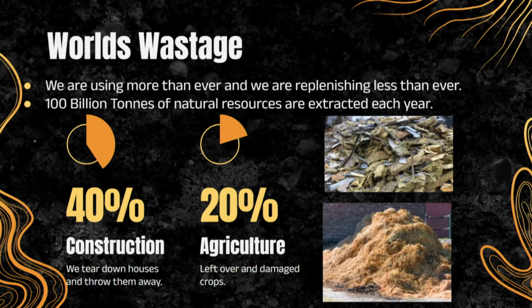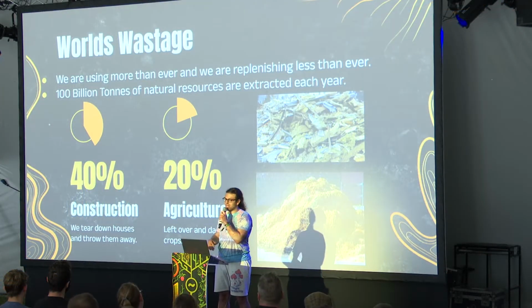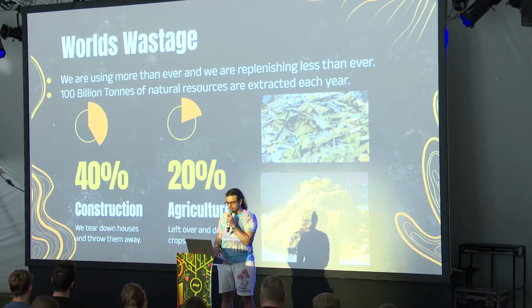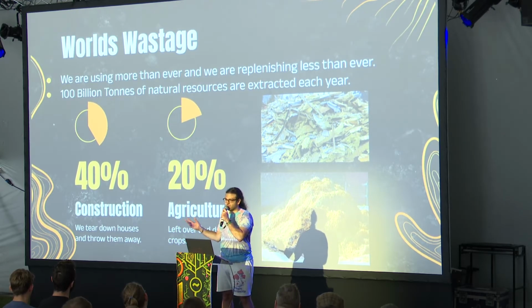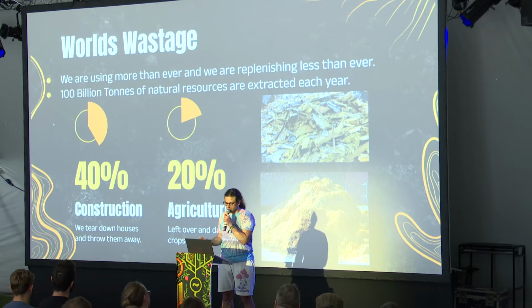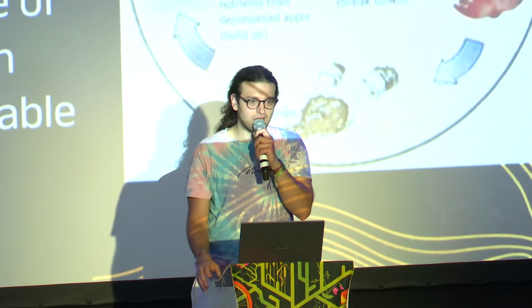The world's waste right now: we are using way more than ever, and we are replenishing not as much as we are using. We're taking about 100 billion tons of natural resources out of the ground each year. And the main sectors of this are construction and agricultural waste, because we just build buildings and then tear them down and throw them away. And with agricultural waste, we just want certain parts of the crops, and loads just go to waste. But this isn't how nature works.